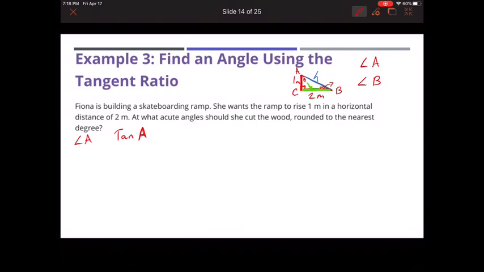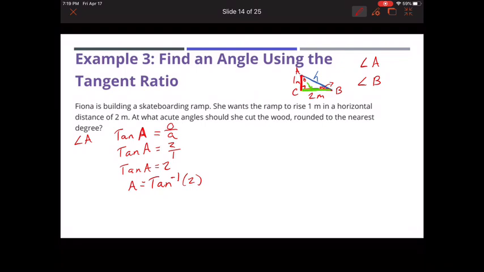So if we're talking opposite over adjacent, which we always are with tan, then the tan of angle A is opposite 2 over adjacent 1. So we've got the tan of 2. So we want to find the tan of 2. As I said, we're isolating the angle A using the inverse function of tan for 2.